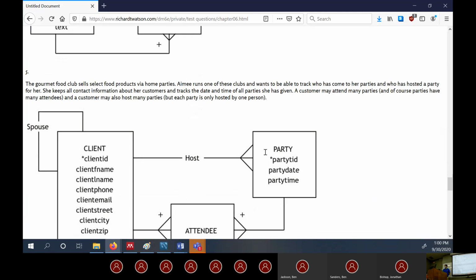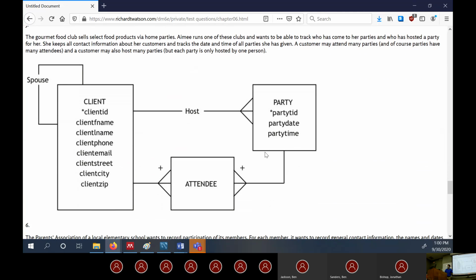So we're going to skip this example. Here's a good example right here. We have the Gourmet Food Club, which sells food products via home parties. Probably some sort of MLM, it sounds like so far. Amy runs one of these clubs and wants to be able to track who has come to her parties and who has hosted a party for her.